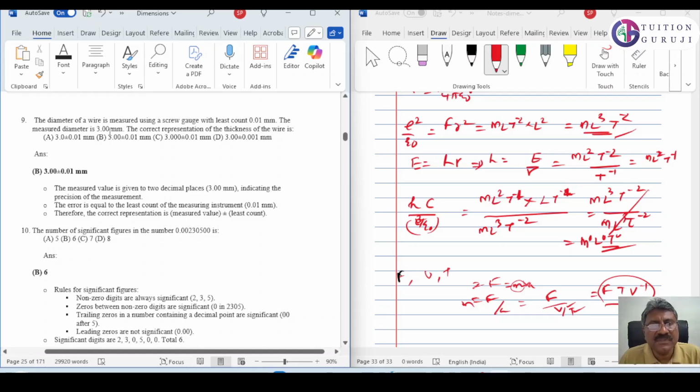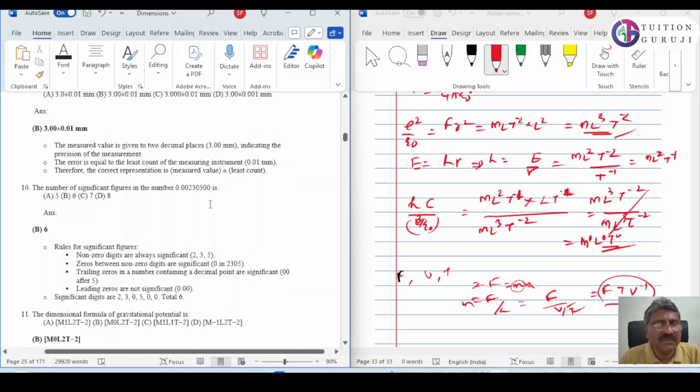That is, the measured value is 3 and the least count is given, not 1. So two decimal places we can give. So it will be 3.00 plus or minus 0.01. We should have 2 decimal places only. That is the correct representation of the thickness.